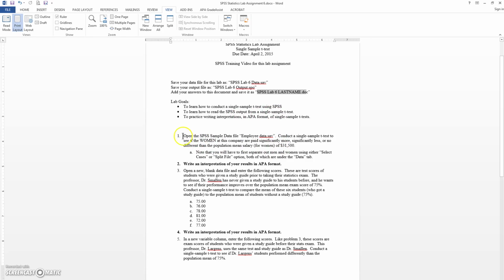So the first thing you're going to do is open the employeedata.sav file, the file we've been working with, and conduct a single sample t-test to see if the women at this company are paid significantly more, less, or no different than the population mean salary of women for $31,500. Note that you'll have to separate out men and women. You can either do select cases or split file, both of which are under the data tab. So I'm going to go through this problem, but I'm going to do the men. I'm going to analyze the data from the men to show you how to do it, and then you can analyze the data from the women.